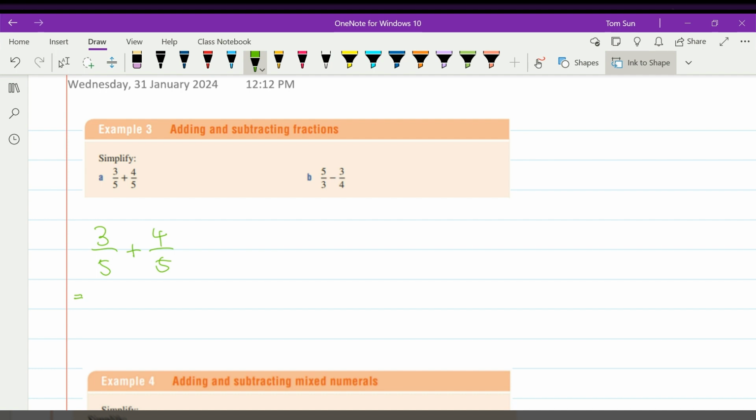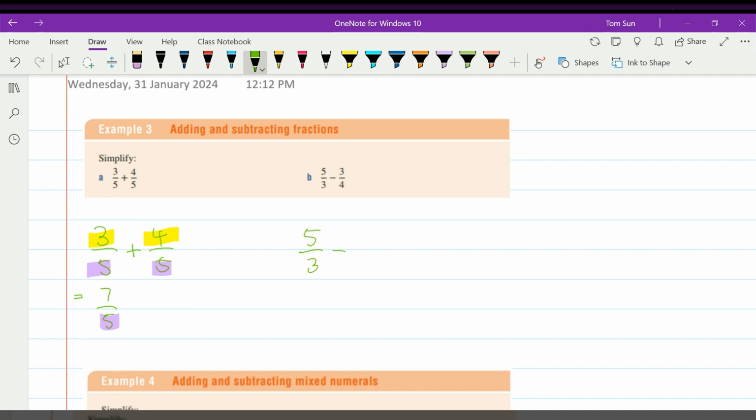3 over 5 plus 4 over 5 is 7 over 5. Whoops, don't know why I did that. 7 over 5, because 3 plus 4 is 7, and then the 5 stays the same. The denominator actually stays the same at the bottom. All right, let's take a look at the second one.